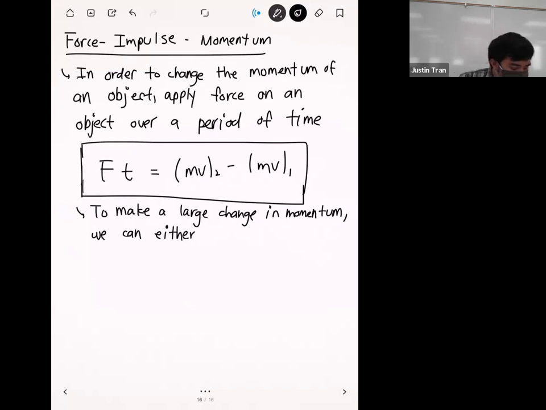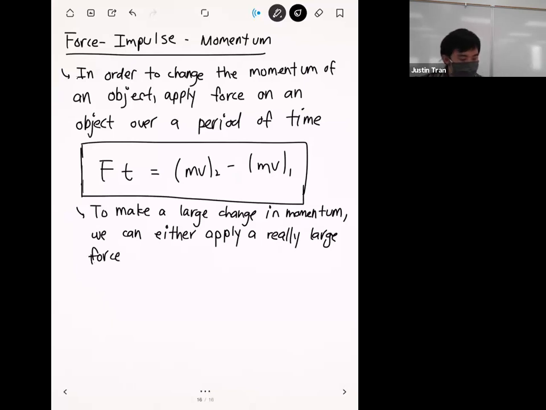Okay. And so the first option that we have is we can either just apply a really, really large force. And so, in that case, it doesn't matter all too much how much time that you apply it for. So if your force is sufficiently large, that's enough to cause a big change in momentum.